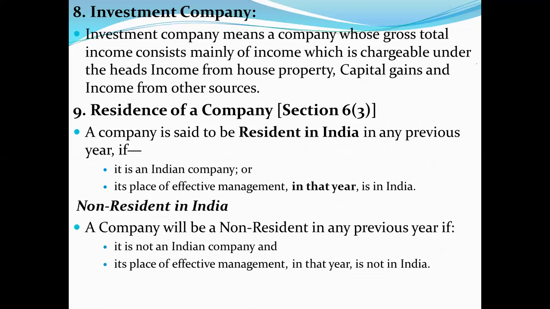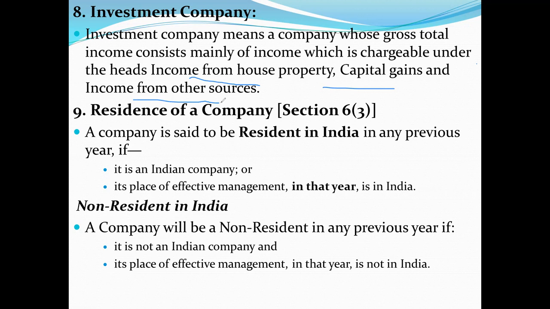Then investment company. See, at your degree level, you have various income heads: income from salary, income from house property, income from business or profession, income from capital gains, income from other sources. These are five heads. At your degree level, you have studied income tax. So an investment company is a company where you can see the majority of the income will come from income from house property, income from capital gains, and income from other sources. And income from business or profession will not be there.